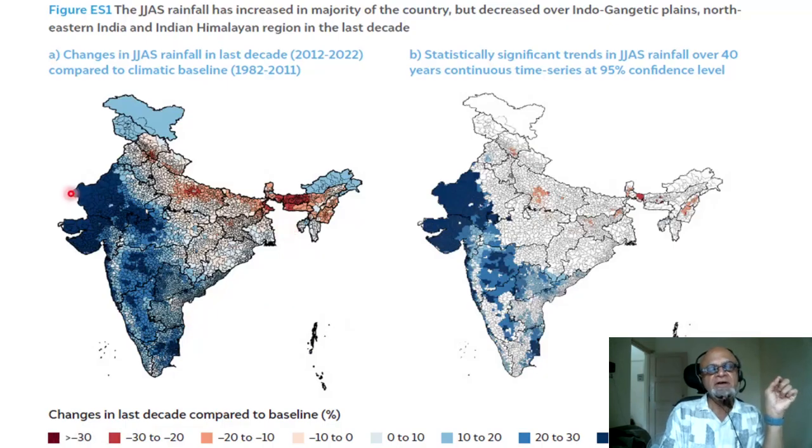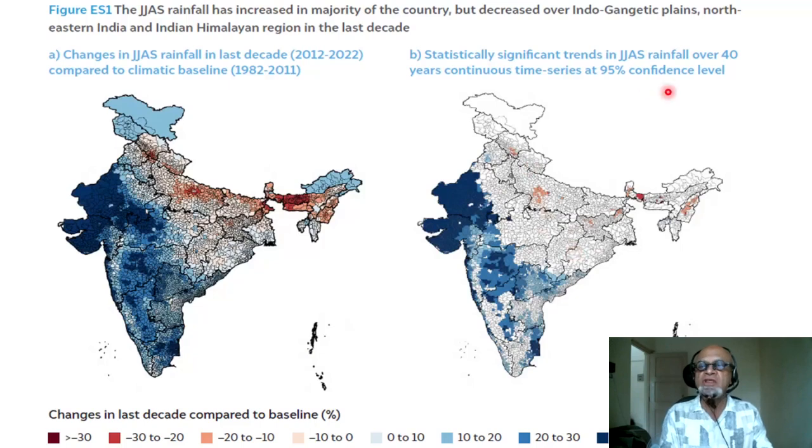And here I have been involved in some work showing that the Middle East warming, Mediterranean warming is shifting the winds over here and creating heavy rains, excess rains, extreme rains over northwestern India into Pakistan. Pakistan has had floods every year since 2010, as we said already. And there are other ideas. People argue that it's because of the Hadley cell expanding and so on and so forth. But leaving that aside, you can see statistically significant trends in JJS rainfall over 40 years, a continuous time series.